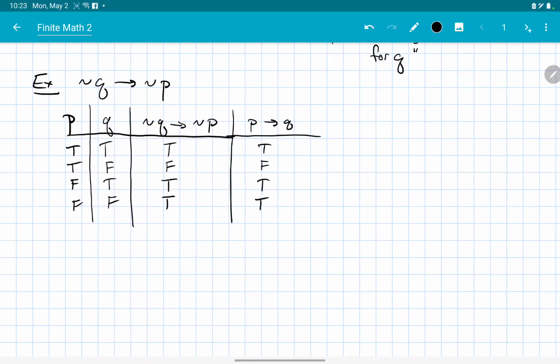Oh, yeah, it works, right? It works. Okay, so this also gets a special name. This is called the contrapositive. Not Q implies not P.